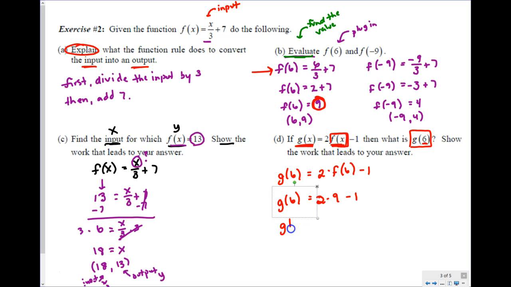So g of 6 is going to equal 2 times 9, which is 18, and 18 minus 1, which gives me 17. So this new function, g of x, when I plug in 6, I'm going to get a 17 for my answer. Okay? It's okay that we're working with two different functions. We still have that same input of 6, so we can use algebra to figure out our answer.